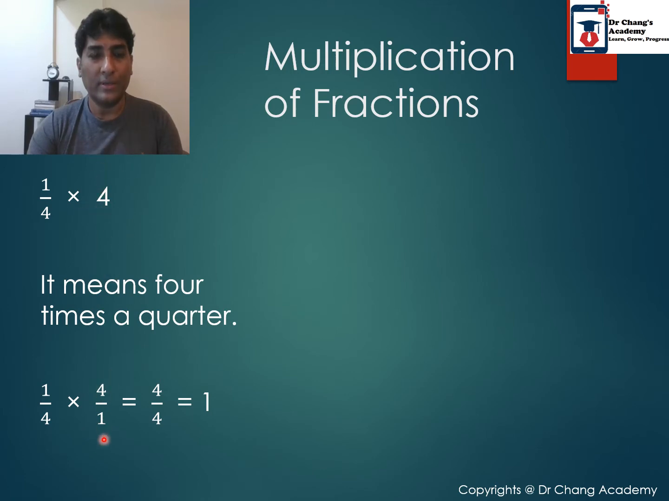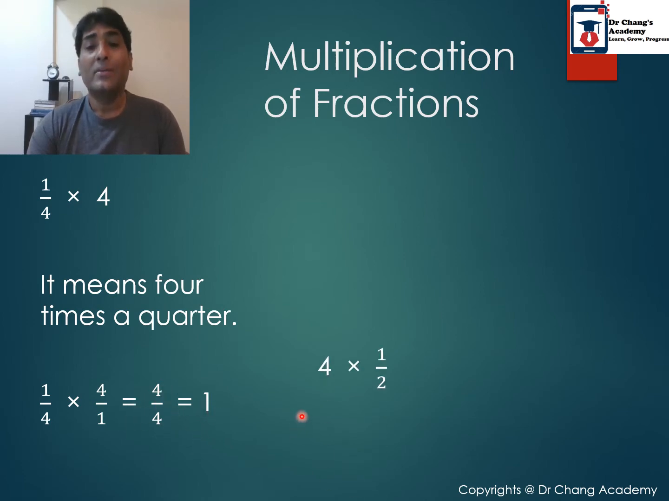That's what we have done here. Now numerator multiplied by numerator: 1 times 4, or 4 times 1, is equal to 4, and 1 times 4 is equal to 4. So 4 over 4 means 4 quarters. Okay, so this shows 4 quarters. 4 quarters are equal to 1. Or we can just simplify 4 over 4, which is equal to 1.